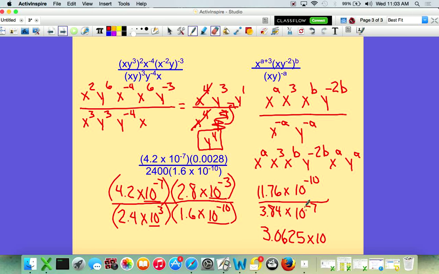And then we got to figure out times 10 to the what power? Now, with this negative 7, remember we can move that to the top. And this would be 10 to the 7th power. And then we can just simplify our exponents here. Negative 10 plus 7 would be negative 3. So our final answer would be 3.0625 times 10 to the negative 3rd power.